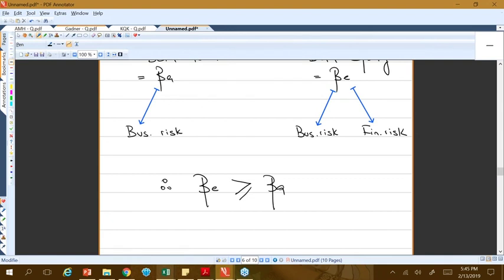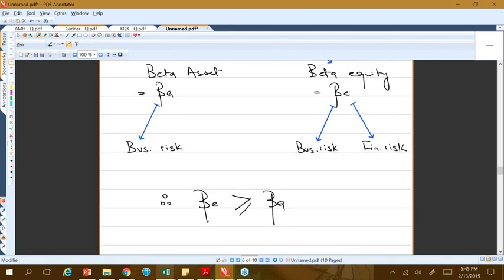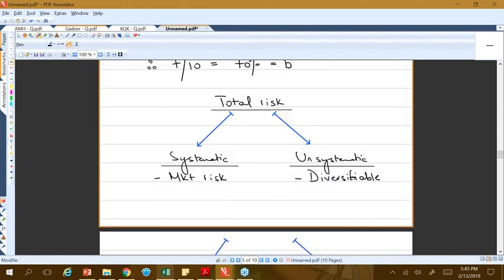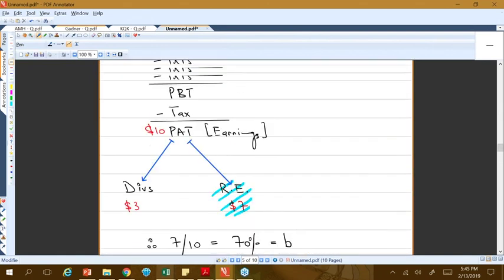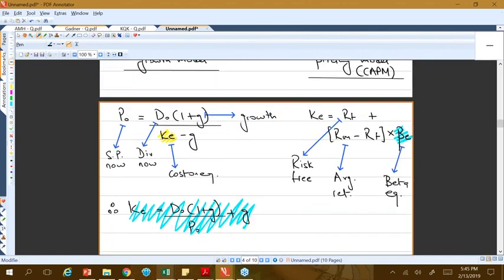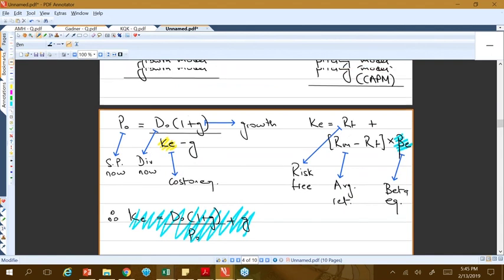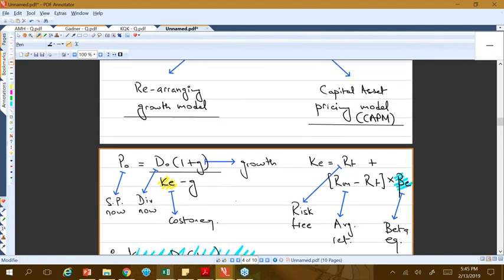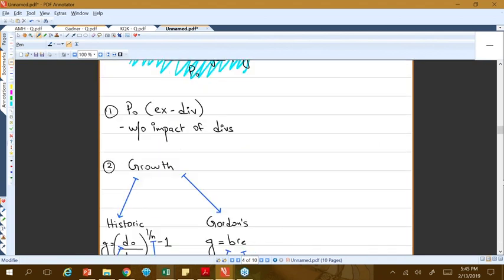So when you do your calculations on betas at some point, please do a reasonableness check. Is the beta equity bigger than beta asset? If yes, you're on the right track because beta equity has got two risks. Beta asset has got one risk. Okay, so now that you understand what is beta equity, you understand what is CAPM. So CAPM is simply RF plus (RM minus RF) into the beta equity. So the calculation was really, really simple. We are going to see in some time the use of one of these models to find the KE.